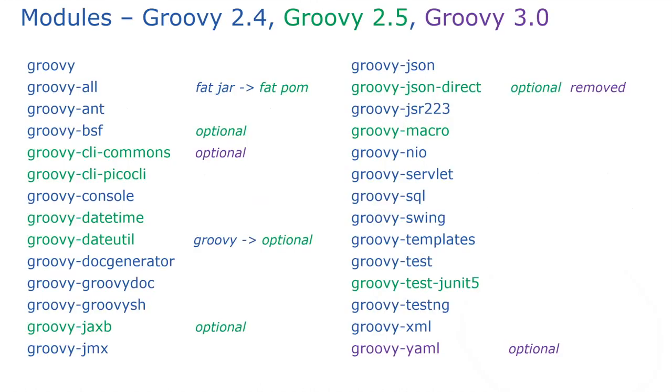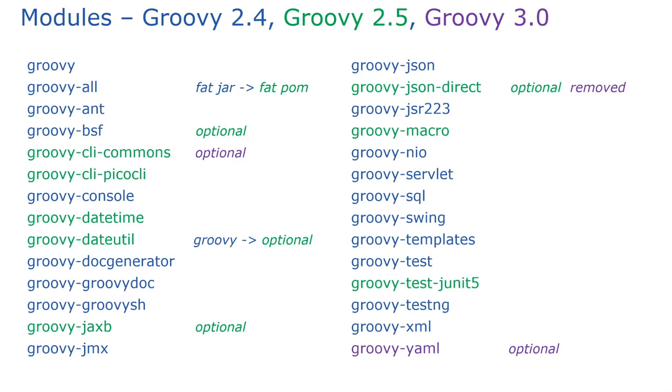So these are our modules. The ones in blue are the ones in Groovy 2.4 that you're probably all familiar with. In Groovy 2.5, we added a bunch of new modules. There's an optional one there for JAXB. Some of the stuff that will eventually not work on JDK 9 and above, like directly peeking inside JSON fields as an efficiency activity, is in a JSON direct module.